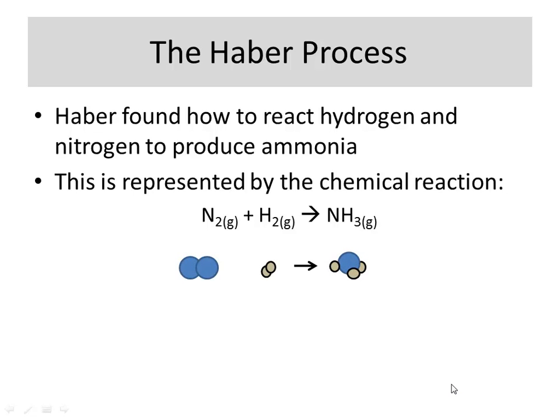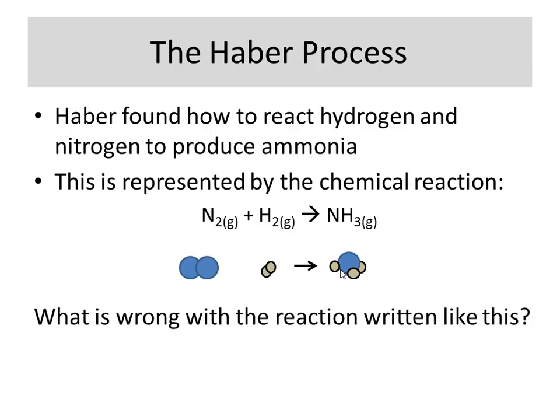Let's take a look at this reaction. Let's look at this molecular model. You have nitrogen, which is N2, reacting with hydrogen, which is H2, forming NH3. So in the reaction that looks like this, we have 2 nitrogen atoms to start and 2 hydrogen atoms to start. We end with 1 nitrogen atom and 3 hydrogen atoms.